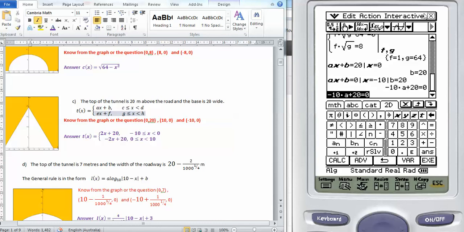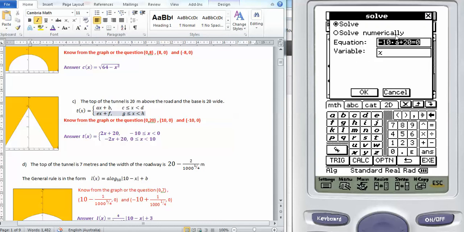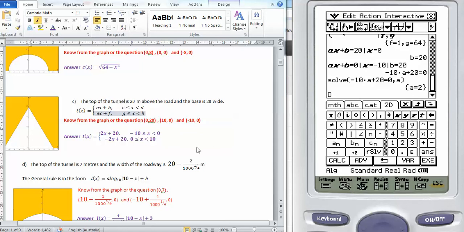I take that interactive, advanced, solve, and I'm solving for a equals 2. So a equals 2 and b equals 20, and the gradient will be negative 2 and the y-intercept will still be 20.